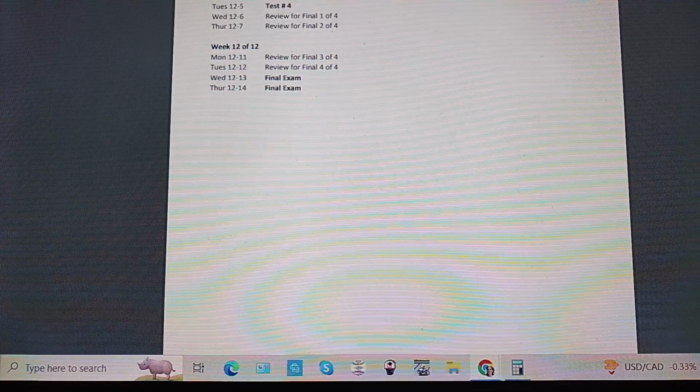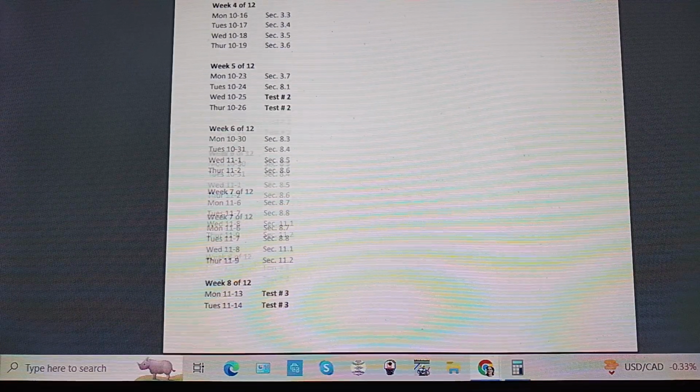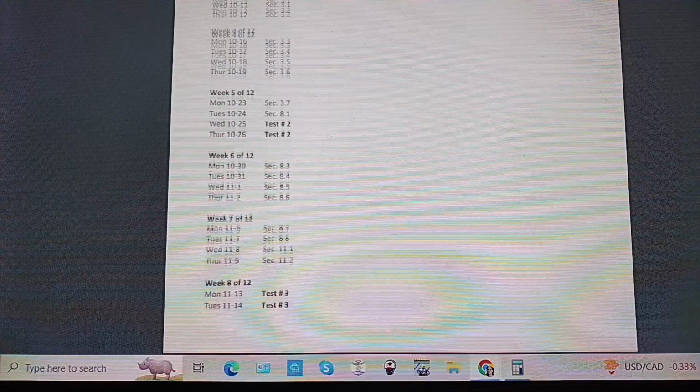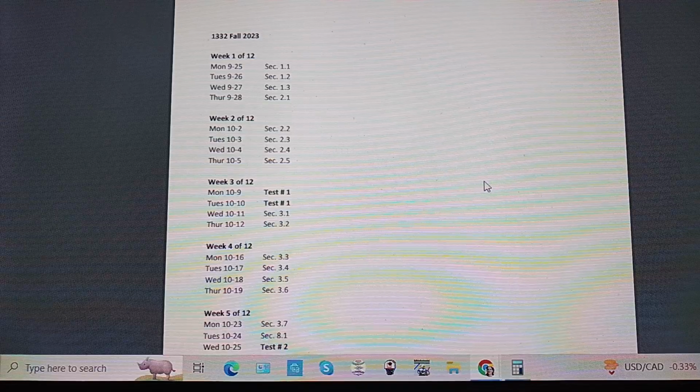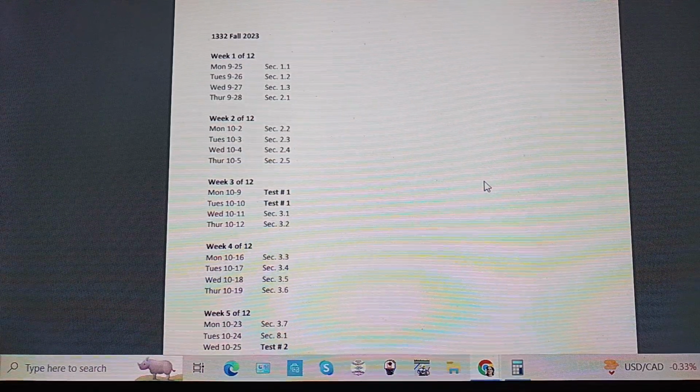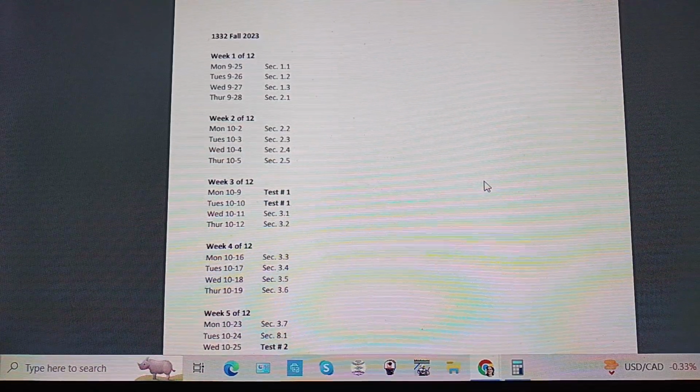So stick to this calendar as close as possible. That's your best bet to get the highest grade. If you're a little ahead, little behind, nothing wrong with that, but don't get too far behind. You really can't get too far ahead probably, but too far behind is definitely the one thing you want to avoid.